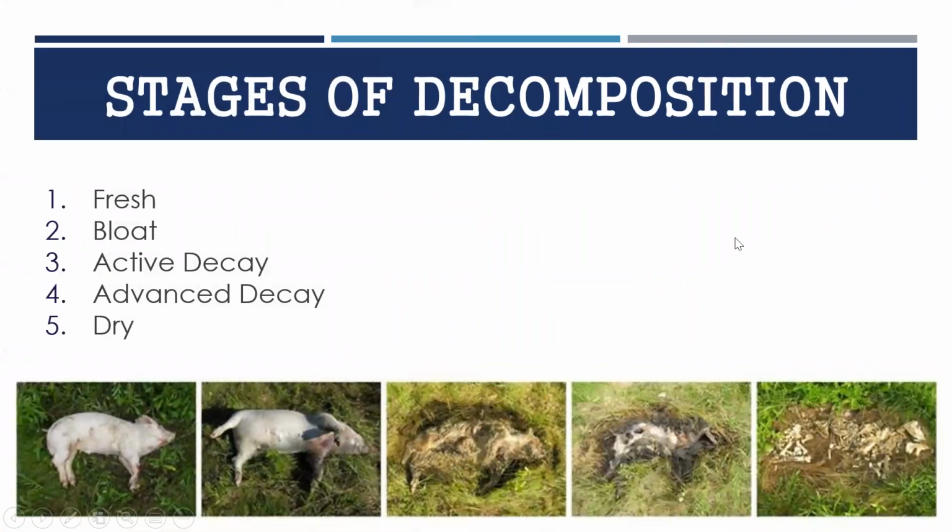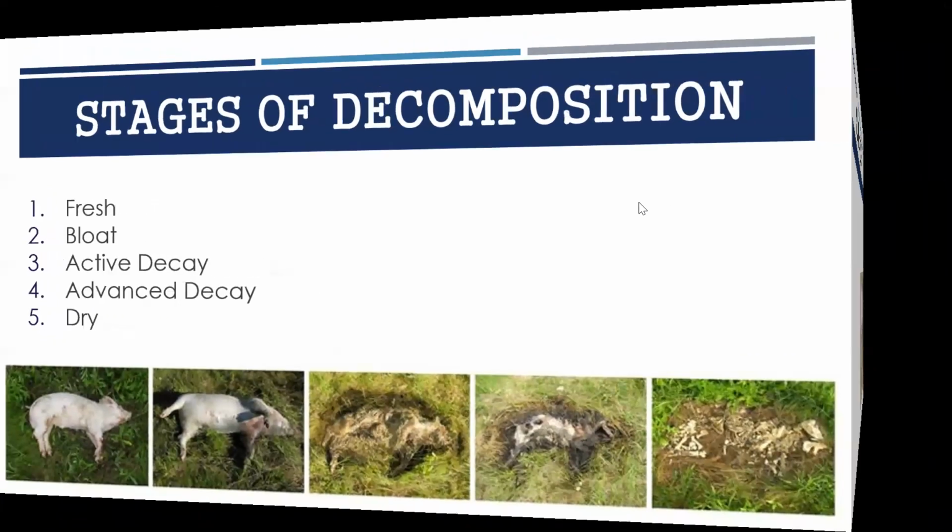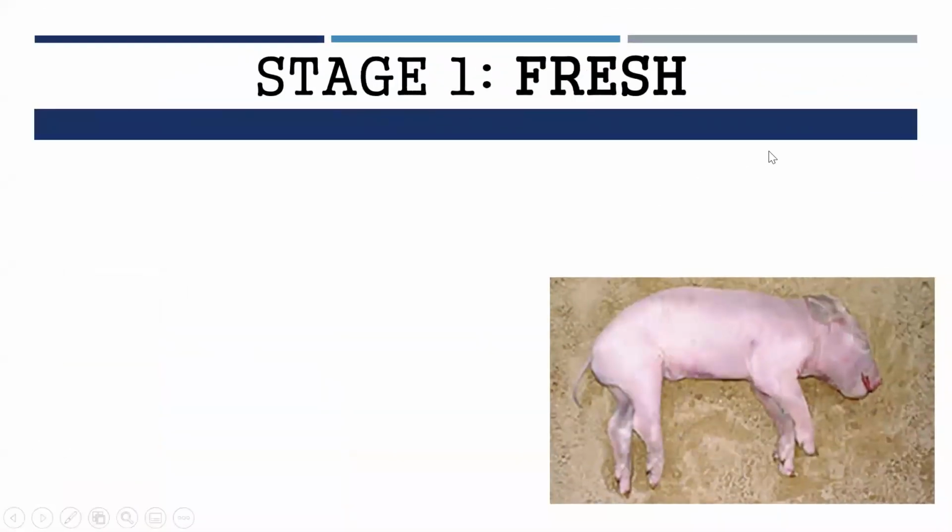So there are 5 stages of decomp, and each picture I have for the stages is of a pig. These pigs were donated to science. They died of natural causes. They were not killed for this research. So our stage 0 of decomp, if you will, is obviously a living creature. It's alive and well. Stage 1 of decomp is called fresh.